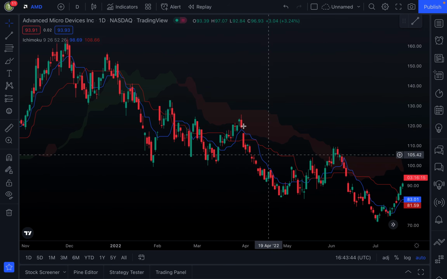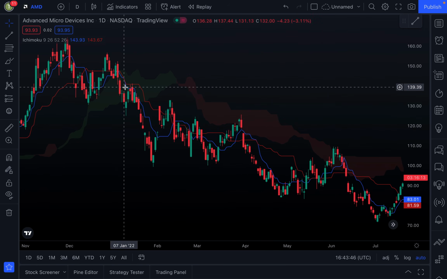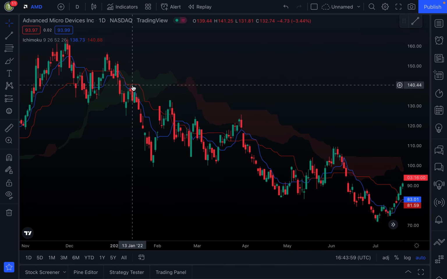Now, if the price is inside the clouds, that lets us know that the price is either trading sideways or about to reverse. A rule of thumb is you really don't want to make any trades when the price is inside the clouds, because you can get faked out very easily. So be careful with that. Again, the first thing it tells us is the trend.